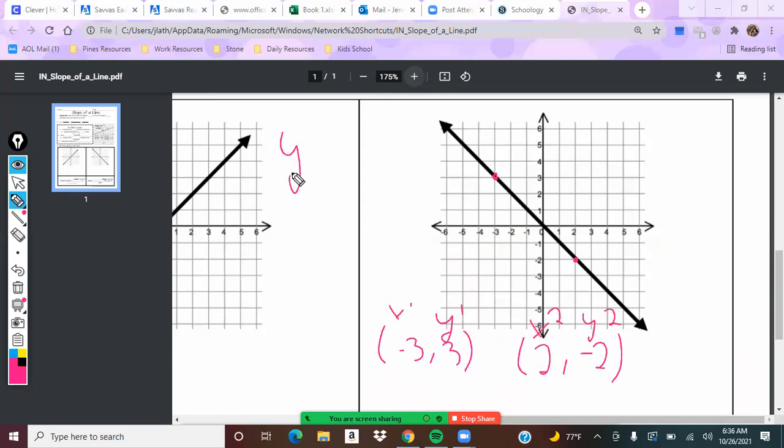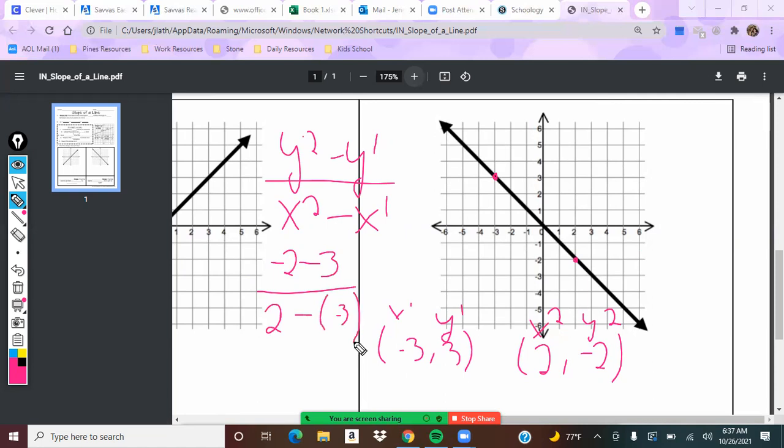So we're doing y2 minus y1 over x2 minus x1. And plug it in. So y2, we have -2 minus 3. And then we have x2 is a +2 minus a -3. Let's see what we got here. So we have a -2 minus 3. That's going to give you -5.